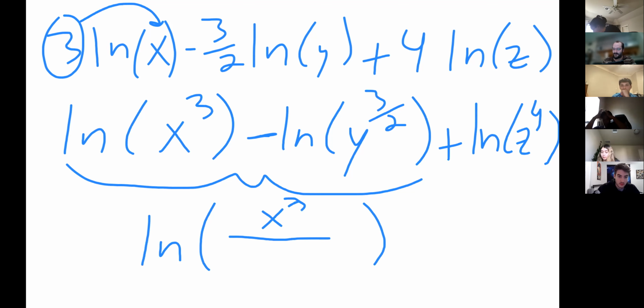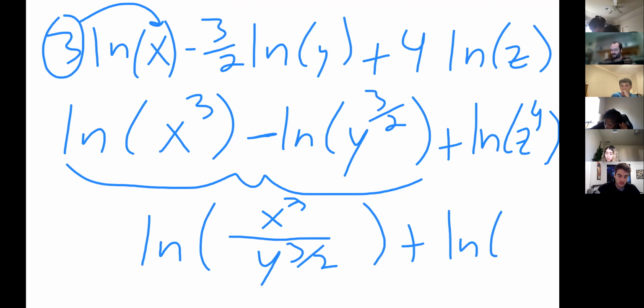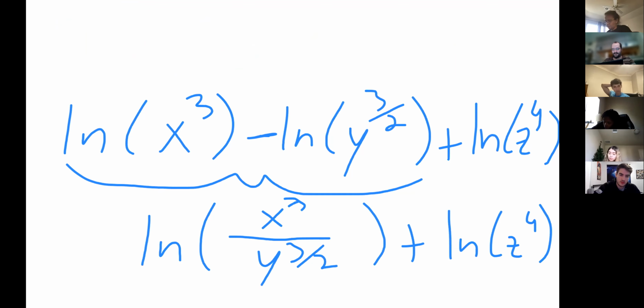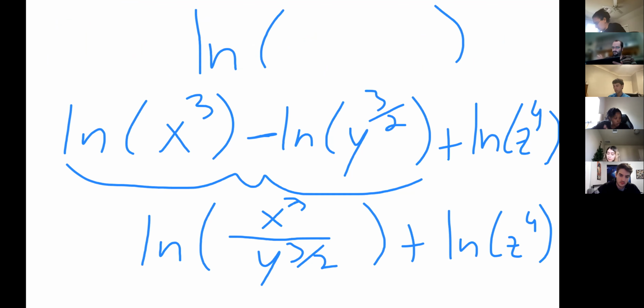All right, x to the third and y to the 3 halves on bottom. And I still have plus ln of z to the 4th. I might have to delete some stuff right on top. Questions so far? Are we getting these? Yeah. All right, so now I see this thing. And I see plus ln of z to the 4th. So I think we're almost there.